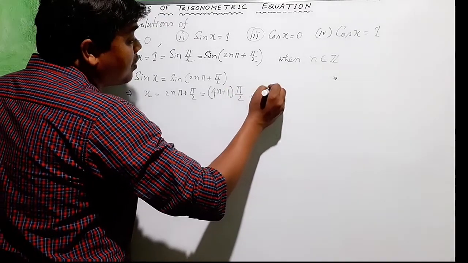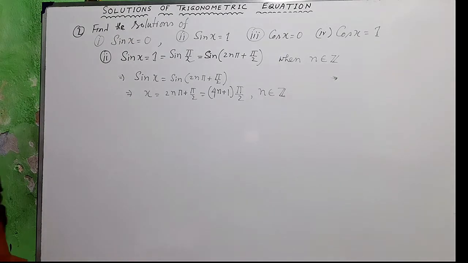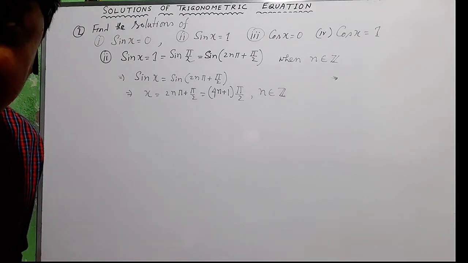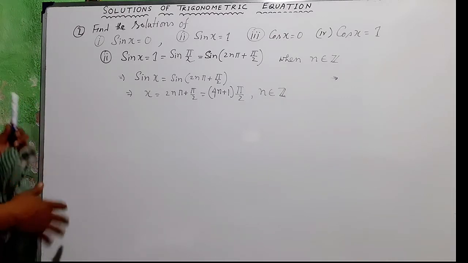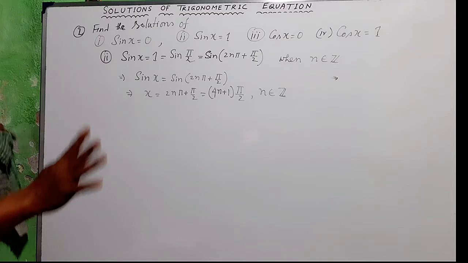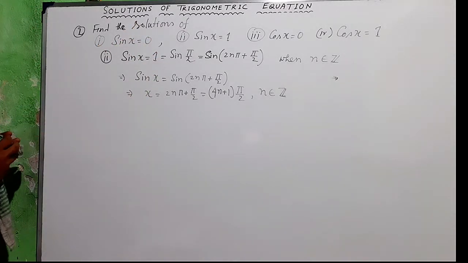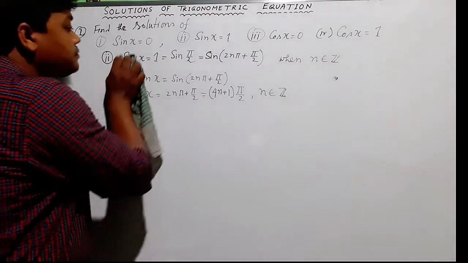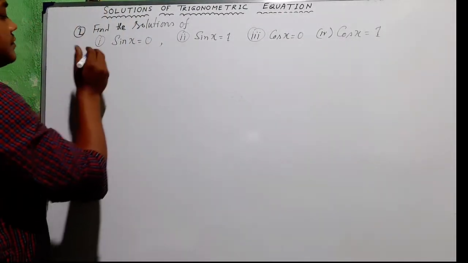We have already said Z is the integer set which contains the elements 0, plus minus 1, plus minus 2, plus minus 3, and so on. So this is the general solution of the particular equation. Okay, problem number 3. I erase this part. Problem number 3.